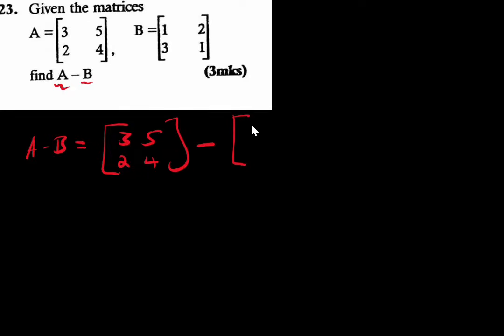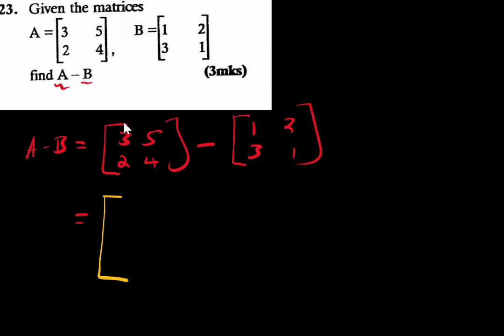Here we have given the matrices A, with elements 3, 2, 5, 4, and B, with elements 1, 3, 2, 1. Find A minus B. This means we're going to subtract these two matrices. So A minus B is equal to the first matrix, which is 3, 5, 2, 4, minus B, which is 1, 2, 3, 1. I'm going to subtract this.